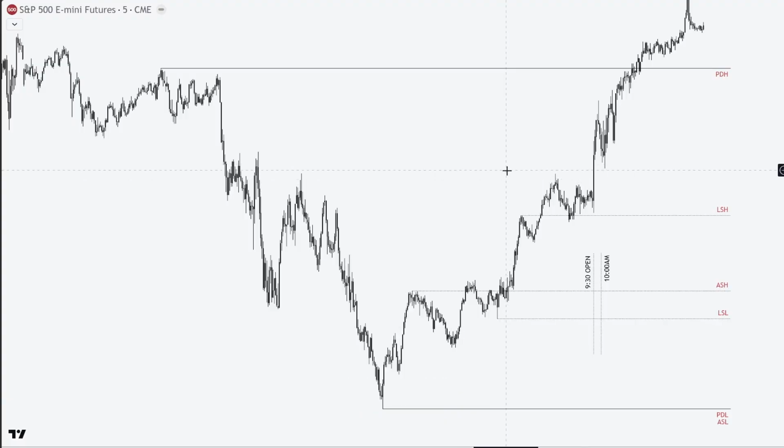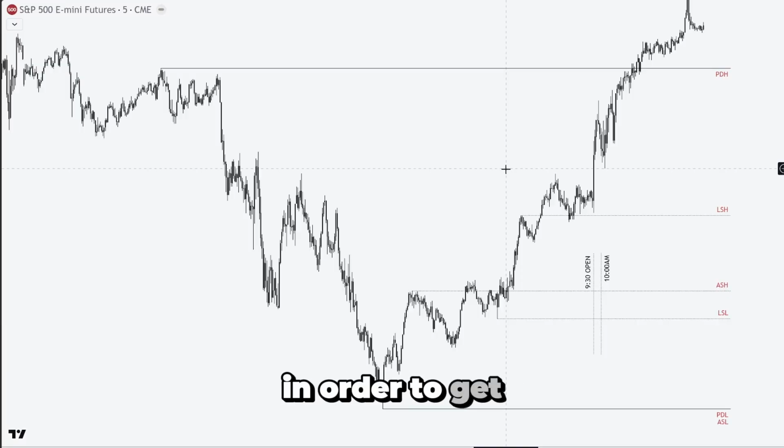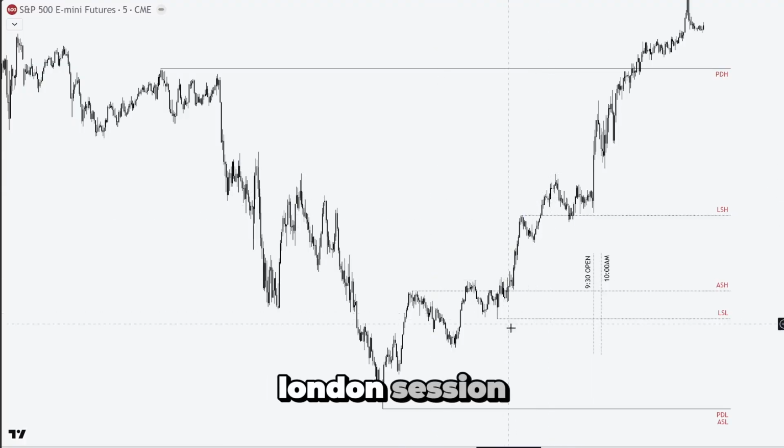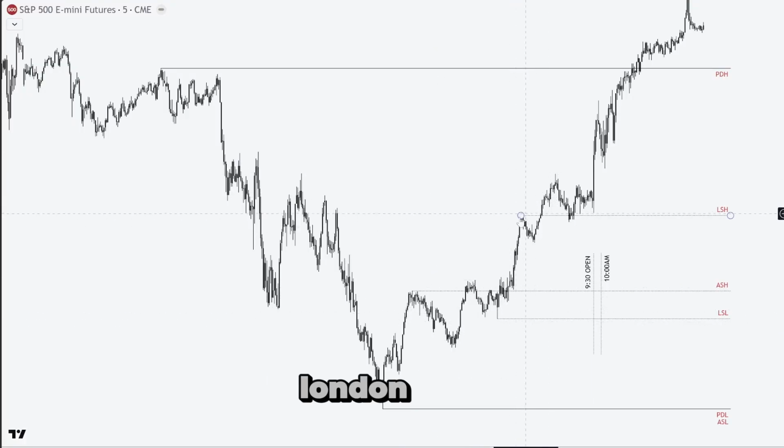So now, this is where we're going to start going into reasons why I would leave the 5-minute in order to get some more information. And so London session starts. We've got London low, London high. This is also technically London high, but this is the London open range, and it is in full expansion. Takes out Asia high. The London low is here.